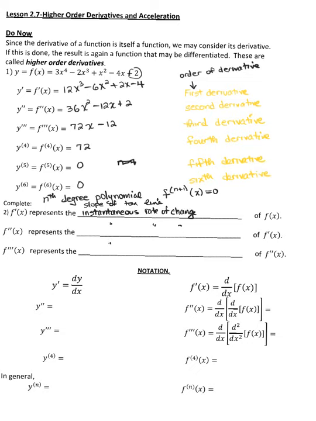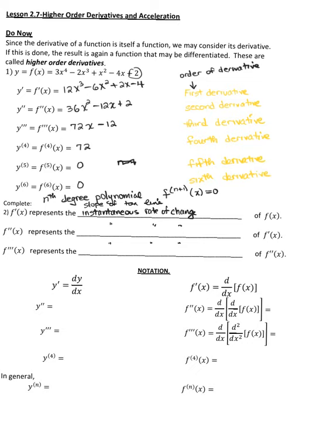And similarly, the third derivative of f represents the instantaneous rate of change on the second derivative of f's graph, or the slope of the tangent line on the graph of the second derivative. So we're extending our idea of instantaneous rate of change or the slope of the tangent line to subsequent graphs.